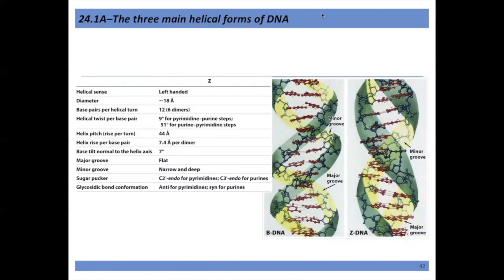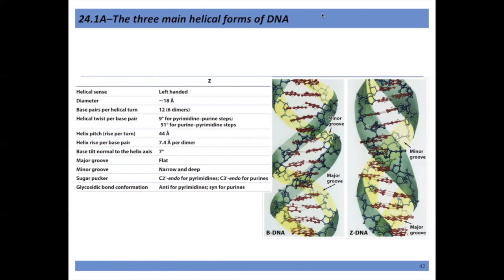But it's interesting, it's kind of in what they refer to as 6 dimers, because the pyrimidine-purine steps and the purine-pyrimidine steps are different. So you actually have to look at this in kind of a group of 2. And so overall, for every 2, you're turning 60 degrees. Again, don't worry so much about that. Just understand that it's a left-handed helix.